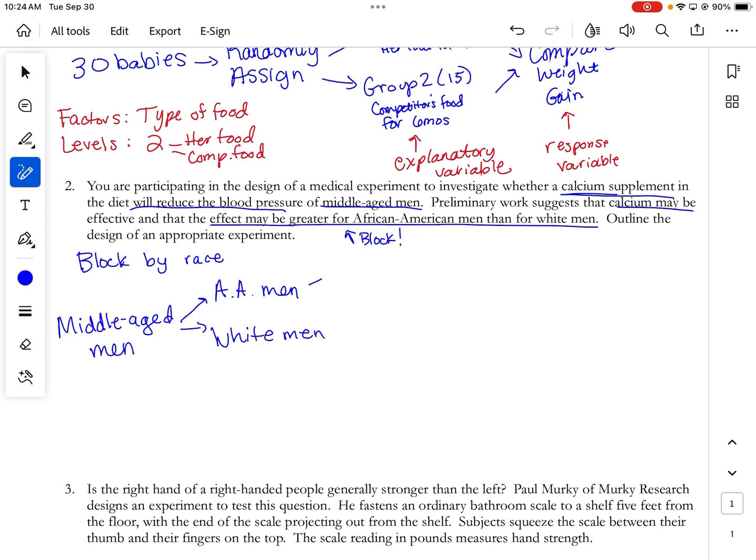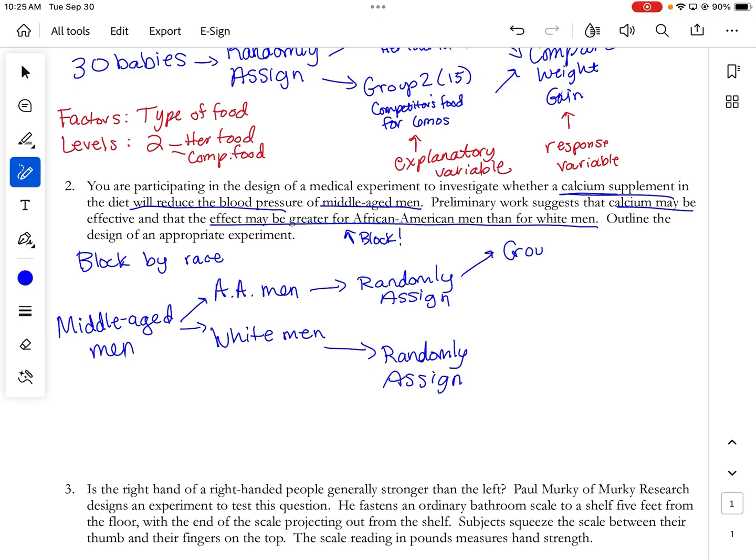And it's wanting to test out a calcium supplement and see if it will reduce blood pressure. So we need to give each, so we'll say group 1. Oh, yeah. Thank you. Good catch. Yeah, we need to randomly assign. So, randomly assign. We want to randomly assign them to the 2 groups.